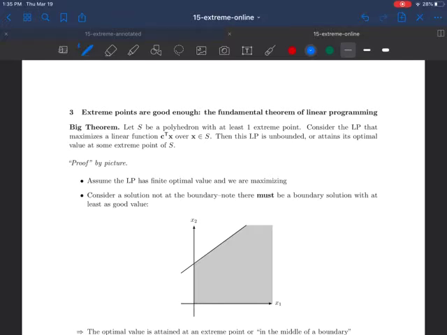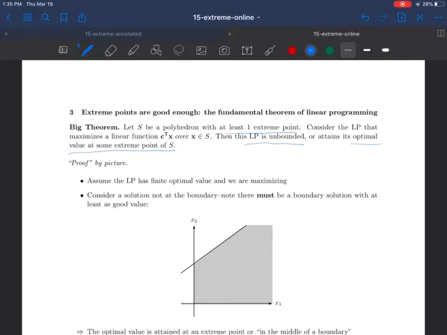Today, we're going to conclude this lecture by talking about the fundamental theorem of linear programming, which states the following. It says, if you have a polyhedron with at least one extreme point, then either the LP is unbounded or it attains its optimal value at some extreme point of the polyhedron.